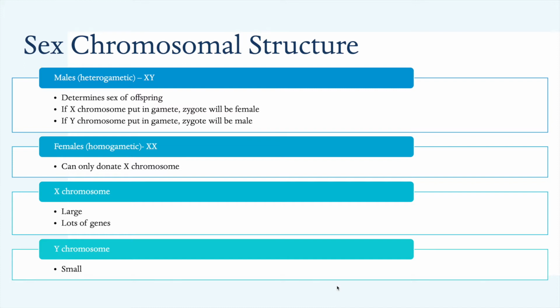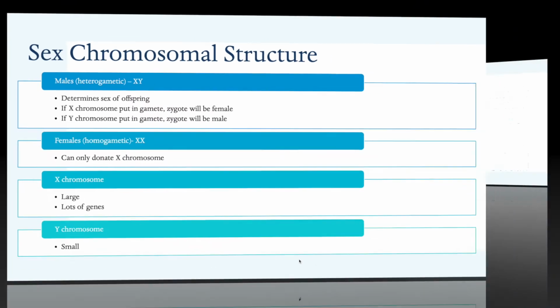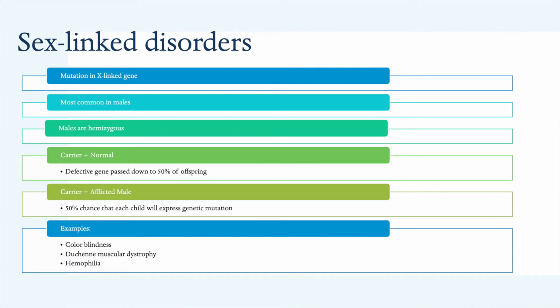The female parent can only put an X chromosome into the gamete. X chromosomes are very large, containing lots of genes. The Y chromosome is small. Sex-linked disorders take place due to defects in X-linked genes. These are most common in males because males can never be carriers as they only have one X chromosome, so the defective gene is always expressed.